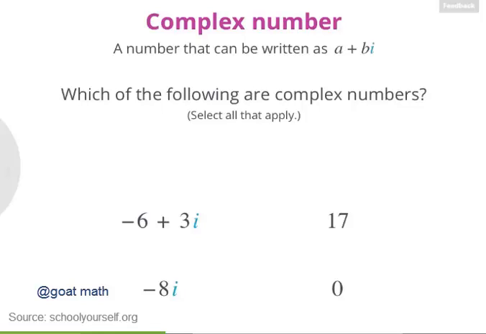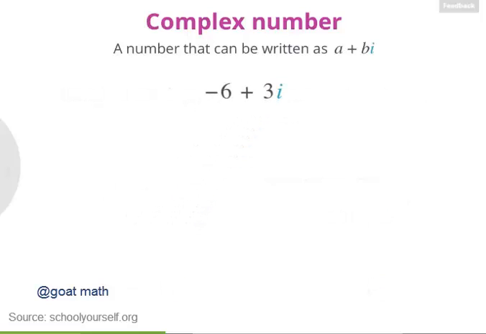Exactly, they're all complex numbers. 17 is 17 plus 0i. This is 0 minus 8i. And 0 is the same as 0 plus 0i. So all of these are in fact complex numbers.